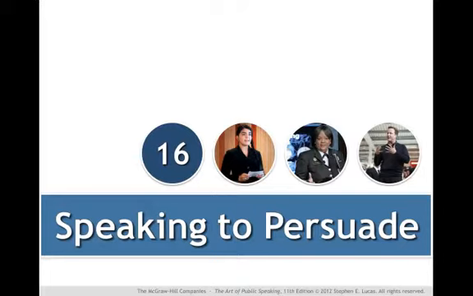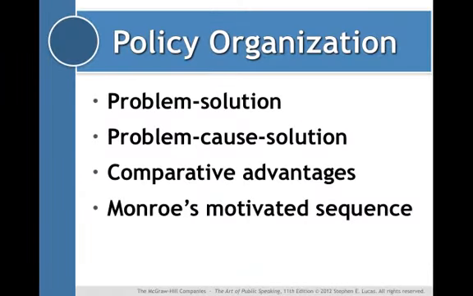Okay, let's finish up Chapter 16. Remember that we're still talking about policy speeches. Now, for policy speeches, which are about some kind of action, there are 4 very effective ways to organize them. As you can see, we've got problem-solution, problem-cause-solution, comparative advantages, and Monroe's motivated sequence. We won't be talking about motivated sequence today because your final speech will be organized according to this pattern, and I have a special lecture for that. But I want to look at the other 3 patterns, so let's get started.